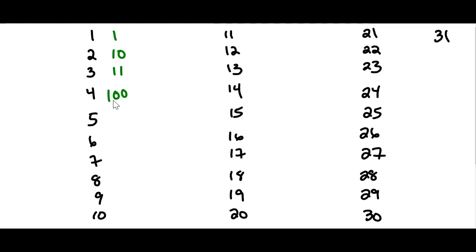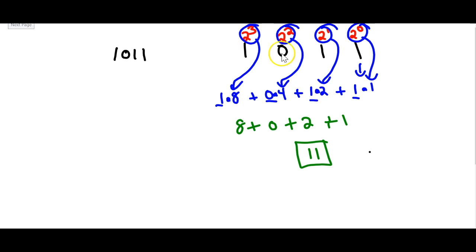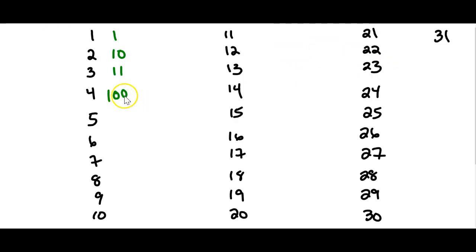Now if that confuses you, go back to what we did on the previous slide where we convert numbers. How is 100 equal to 4? Remember, we're going to say 0 times 2 to the 0, 0 times 2 to the first, and then 1 times 2 squared. 1 times 2 squared is just 4. And then we're going to add another 1, so this becomes 101.